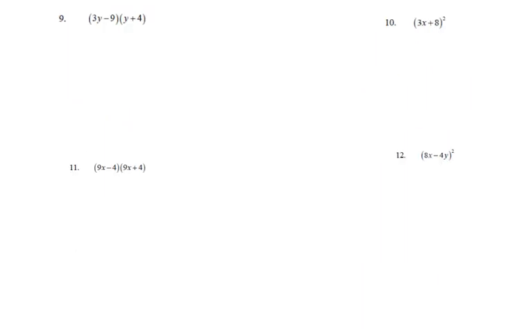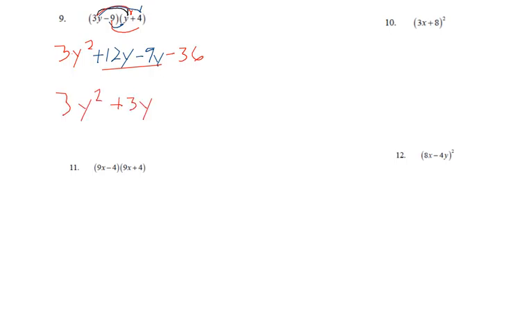Alright, so next is more FOIL. So first 3y multiplies with y to become 3y². Then 3y times 4 is positive 12y. Then negative 9 times y is negative 9y. And then negative 9 times 4 is negative 36. Again, it's the middle terms that combine, so you get 3y² plus 3y minus 36.